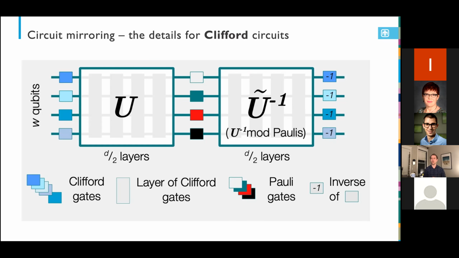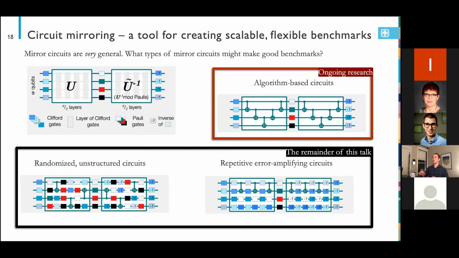It scales quadratically in the number of qubits, maybe n log n. So circuit mirroring, which is what we call this technique, is really very general. It's a really general tool for creating benchmarks. But to actually have a specific benchmark, we need to insert some kind of circuits into this framework. So one natural and interesting thing to do is to insert algorithm-based circuits to create a benchmark that is reflective of how you can perform a particular algorithm, but that also really scales well with the number of qubits.